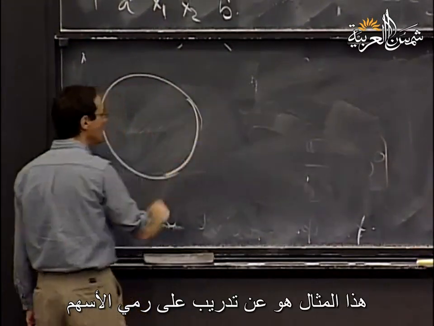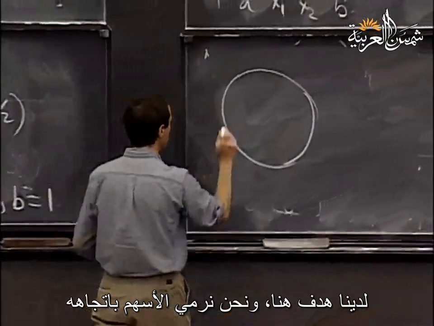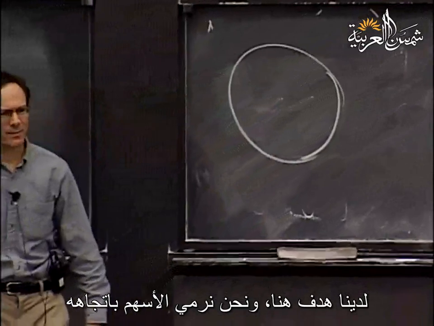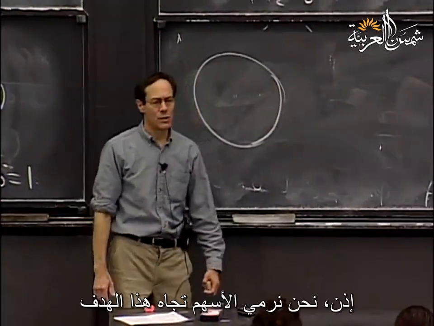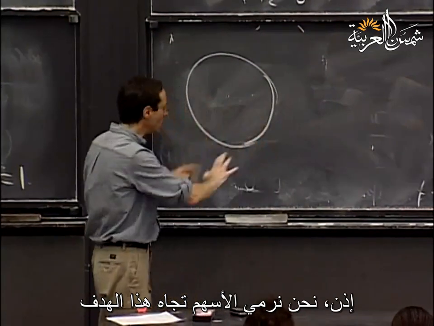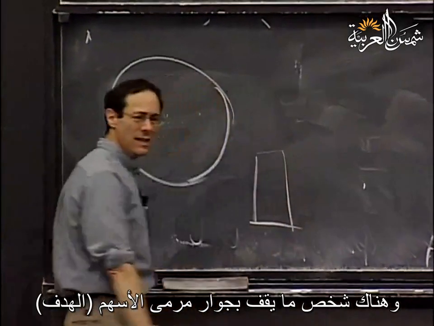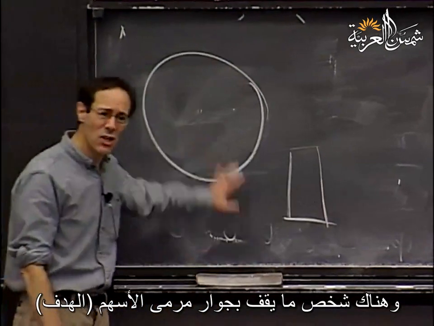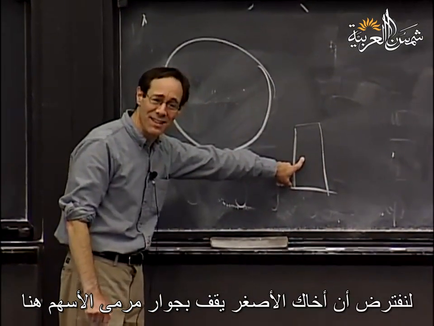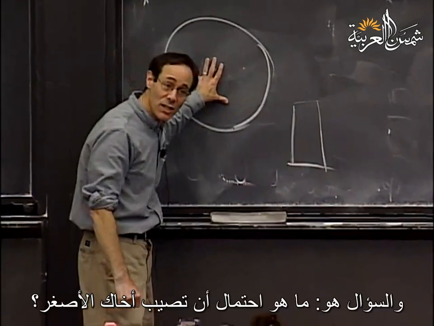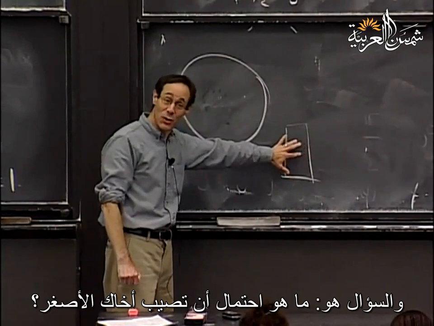So this is going to be a target practice problem. All right, you have a target here, and you're throwing darts at this target. And somebody is standing next to the dartboard. Your little brother is standing next to the dartboard here. And the question is how likely you are to hit your little brother.